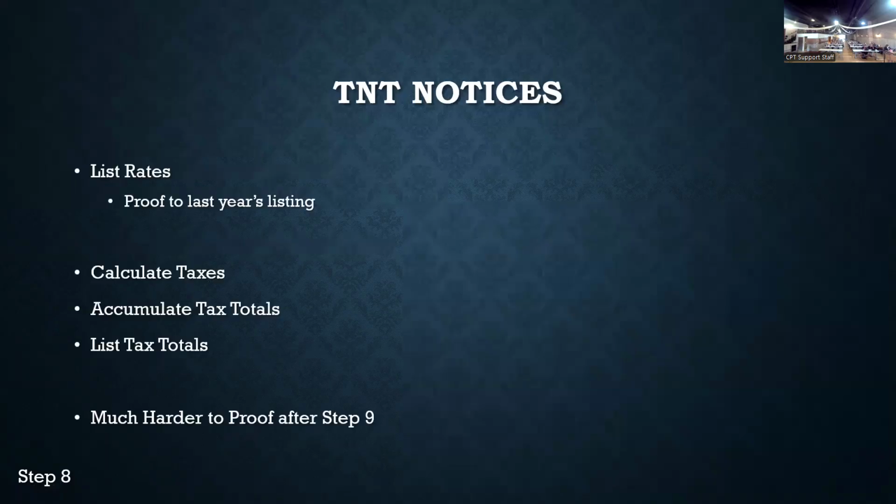And you can do the same proofing things: list and proof to last year's, list and proof to what they told you, your rate, calculate, accumulate, list your tax totals, proof that back to your levies. You want to do a really good proof here at this point because once you put in your disparity, it's a lot harder to prove. So you want to make sure you feel really good about this before you move forward and start putting in your disparity.